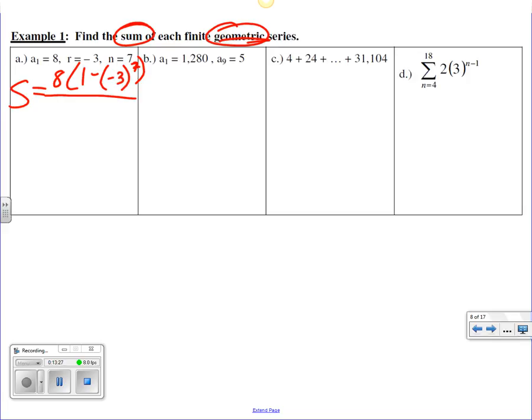Outside the -3 parentheses, but inside of that one. Okay? And then on the bottom, 1 minus, that's what the formula says to do, 1 minus, again, -3 gets its own set.